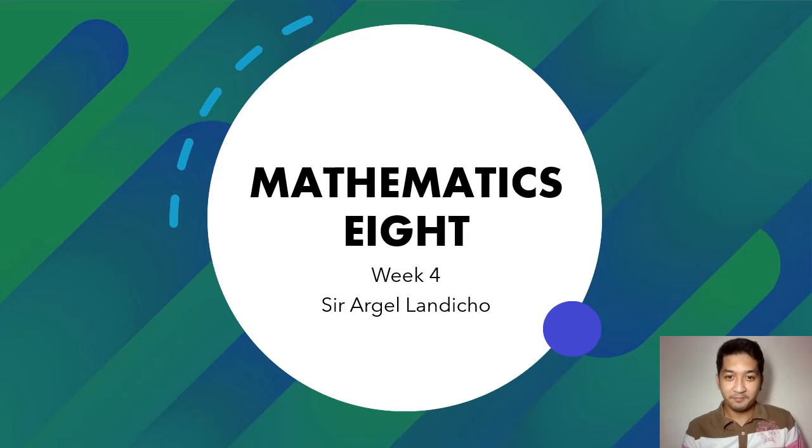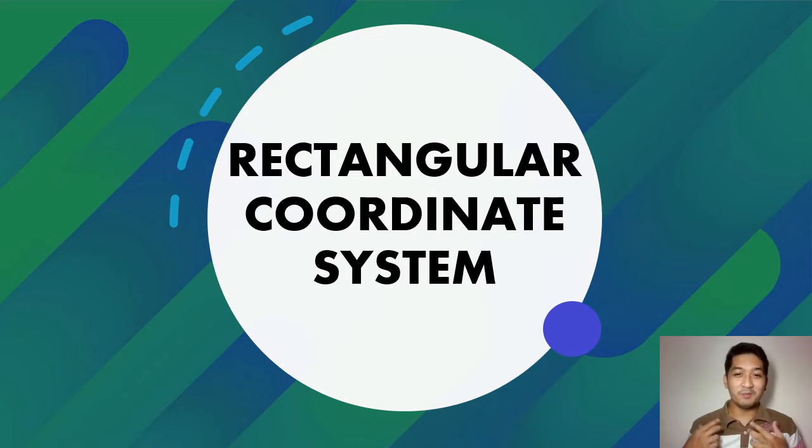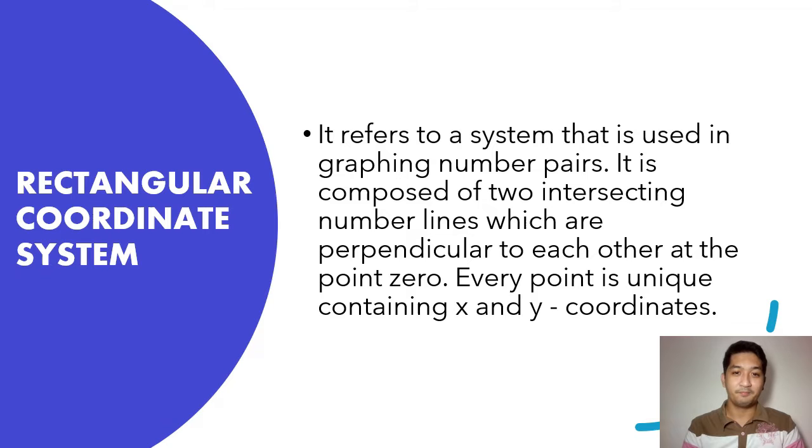Let's start. So for this week, you will be introduced to a very necessary topic, and this is somewhat a foundation in algebra, and that's the rectangular coordinate system. So let's start with the definition of the rectangular coordinate system. The rectangular coordinate system refers to a system that is used in graphing number pairs. It is composed of two intersecting number lines.